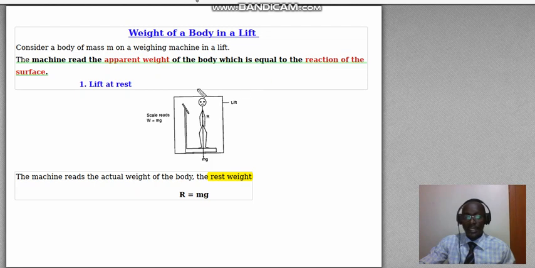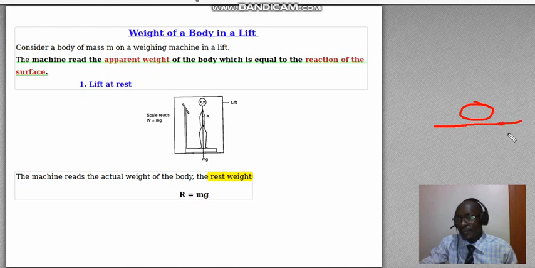So the first case that we have here is for a lift that is not moving, that is at rest. And we can describe that easily if we consider an object that is placed on a surface. We know that the weight is always pointing downwards, and because of the surface, there will be a reaction that is upwards. So this is a reaction.